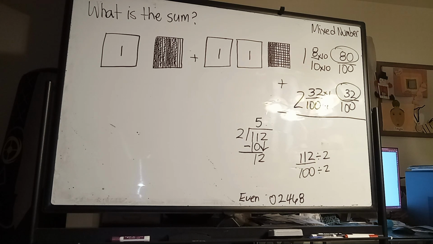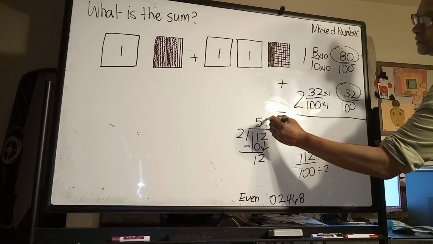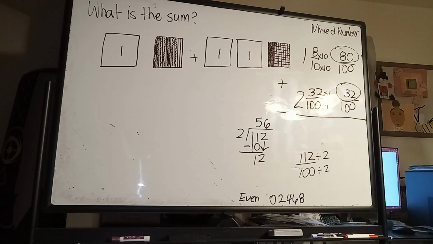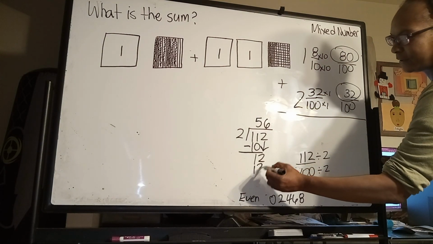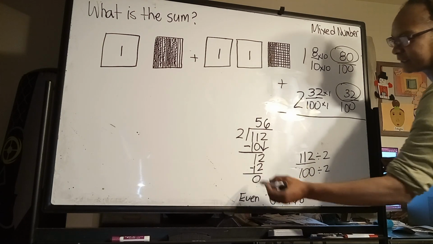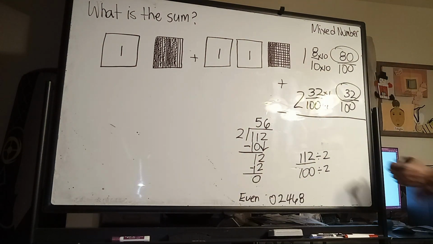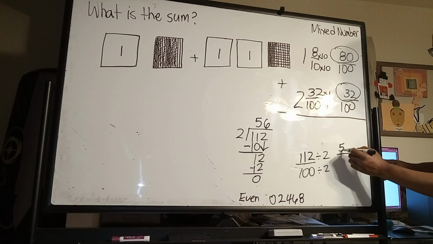Now we're thinking the same thing. How many 2 groups can we get out of 12? Times 6, there we go. See? So you take multiplication. 2 times 6. Great job. I'm proud of you. Is 12. So we do that multiplication, and 12 take away 12 gives us 0. So we have an answer on top, numerator of 56.